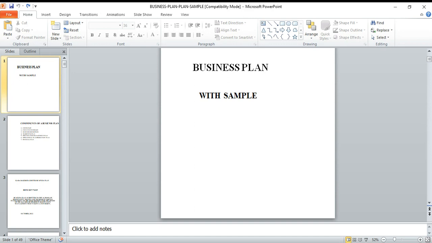We can also say a business plan shows a clear picture of what the business is, where it is going, and how the entrepreneur proposes to get there.